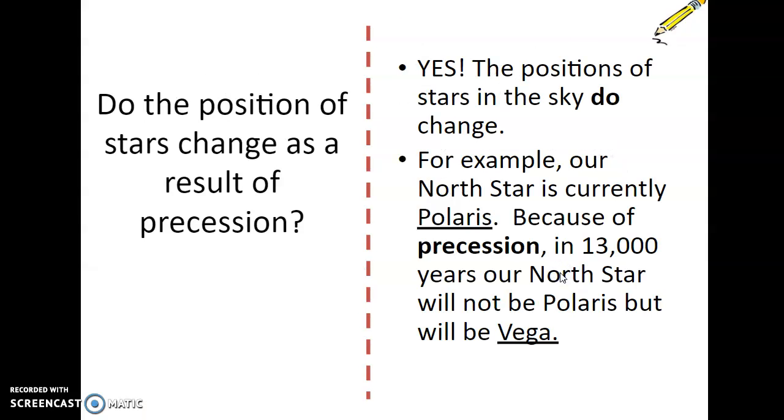Okay? But do the stars' positions change as a result of precession? Yes. So the positions of the stars do change in the sky. So for example, our North Star is currently in this position called Polaris, and because of precession in 13,000 years, the North Star will no longer be in Polaris, but will be in Vega.